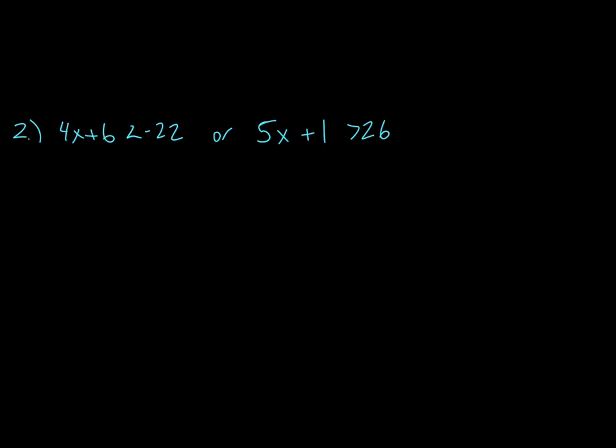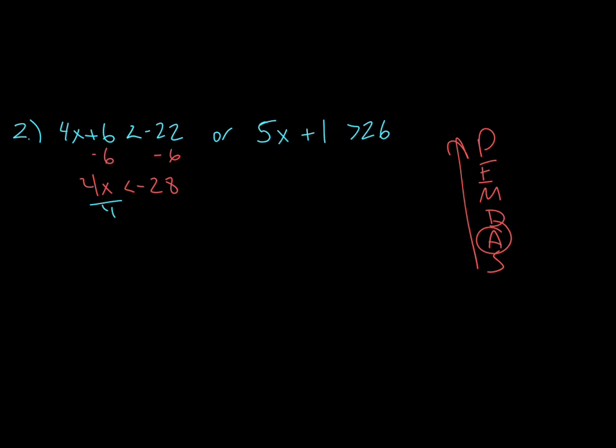Alright, so number 2, very similar. We have 4x plus 6 is less than negative 22, or 5x plus 1 is greater than 26. Now, I'm going to basically do both these problems separately and then put them on the same number line. So I am going to use PEMDAS backwards again. So for the left side, there's addition, so I get rid of it by subtraction, so I minus 6 from both sides. I end up with 4x is less than negative 28. I also have to divide both sides by 4. So I get x is less than negative 7.